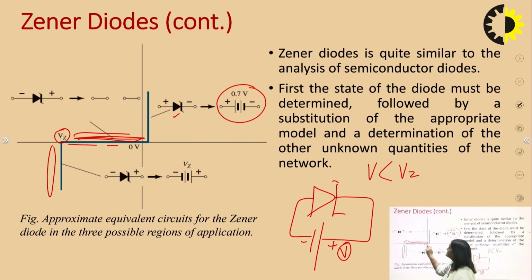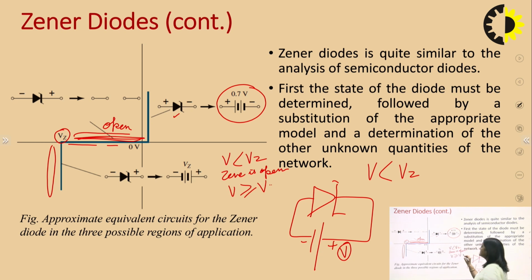Here we can see the amount of current is nearly 0, or very small, due to the minority charge carriers only. So here it will work as an open circuit. In this region, the Zener is working as an open circuit. This means if V is less than VZ, the Zener is open, and if V is equal to or greater than VZ, then this region will be there.